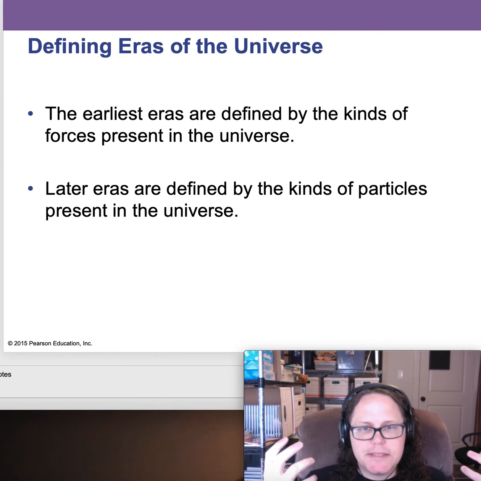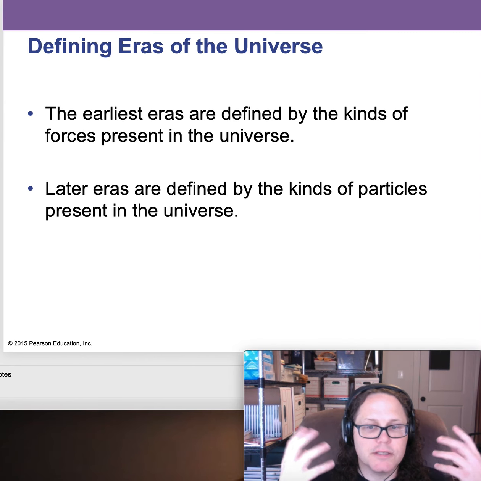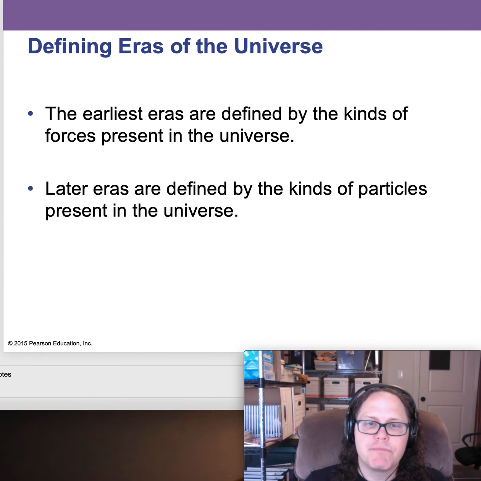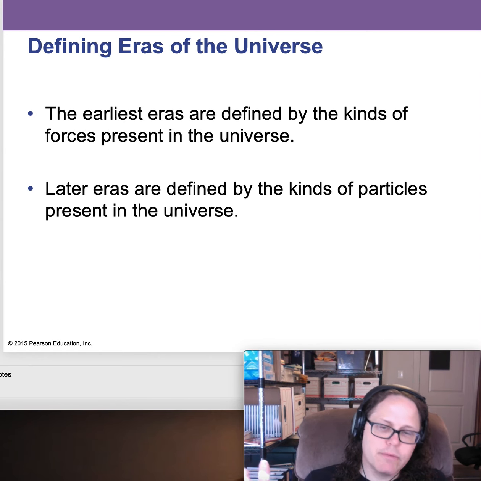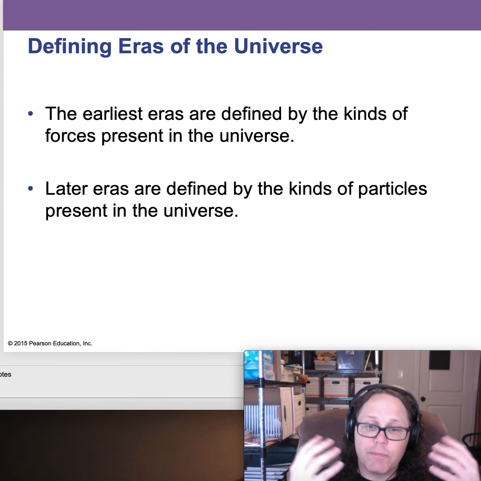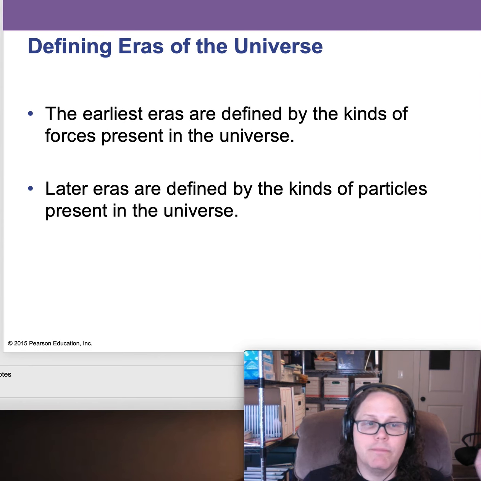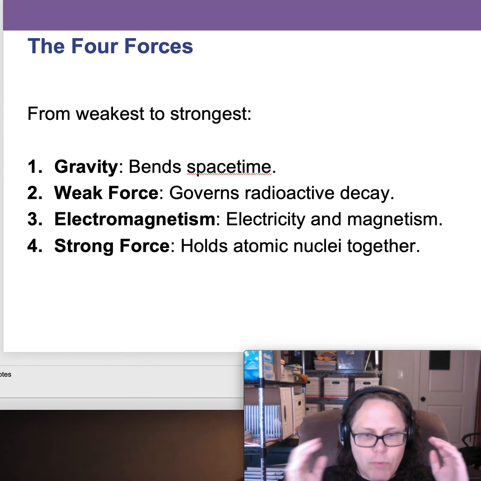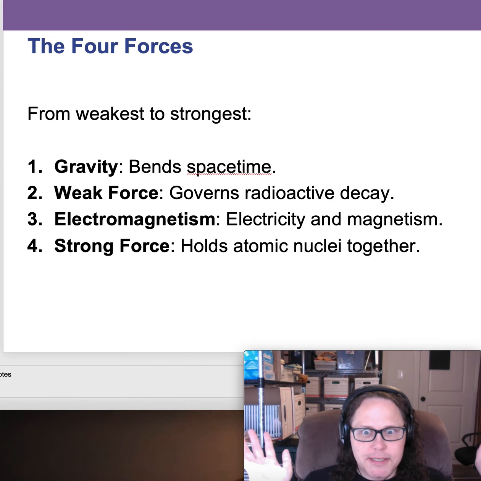So the earliest eras are defined by the forces that were present. Different forces are stable at different temperatures. And then later eras are defined by what particles were present. Different particles are also stable at different temperatures. So, well, let's talk about all of physics.